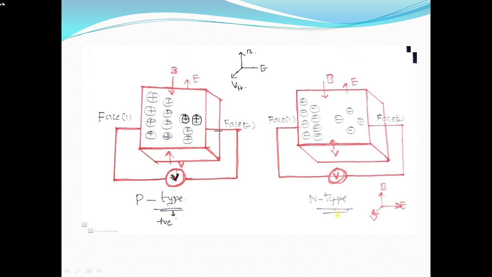Similarly in an N-type semiconductor, what are the majority charge carriers? Here the majority charge carriers are electrons. These majority charge carriers will be moving because the Hall voltage is developed along the z-axis. So they will be moving from phase 2 to phase 1, that is from right to left. Here the voltmeter shows a negative deflection. If the Hall voltage is negative, it is an N-type semiconductor. If the Hall voltage is positive, it is a P-type semiconductor.